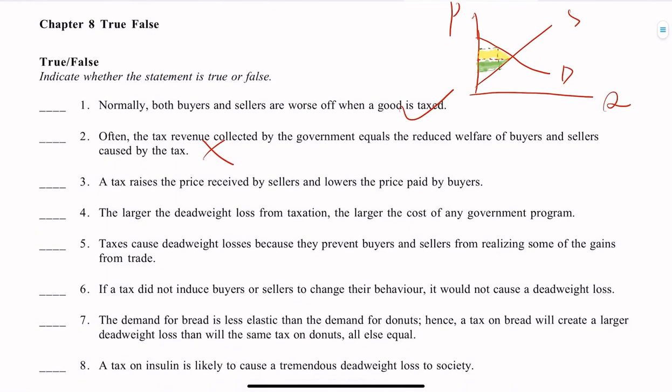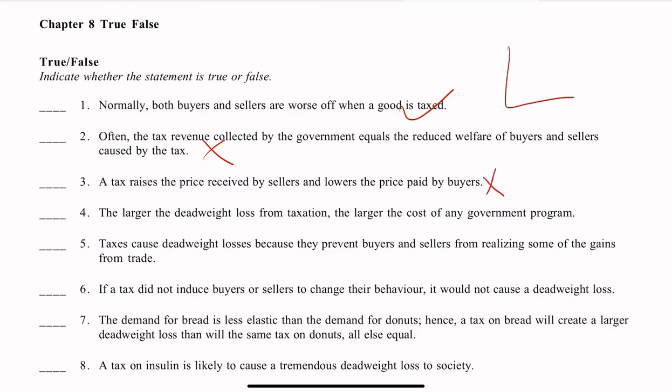Third, a tax raises the price received by sellers and lowers the price paid by buyers. Oh, this one is actually pretty easy, right? This one is not right. Basically, a tax raises the price paid by buyers and it reduces the price received by sellers, right? You can quickly see this. So if there's a tax, this is the buyer's price, this is the seller's price, and this is the original price.